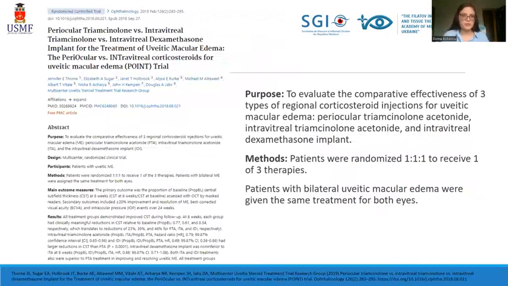Now a study about periocular triamcinolone versus intravitreal triamcinolone and intravitreal dexamethasone implant for treatment of uveitic macular edema. The purpose of the study was to evaluate the comparative effectiveness of 3 types of regional corticosteroid injections for uveitic macular edema: periocular triamcinolone acetonide, intravitreal triamcinolone acetonide, and intravitreal dexamethasone implant. Patients were randomized 1:1:1 to receive one of 3 therapies. Patients with bilateral uveitic macular edema were given the same treatment for both eyes.